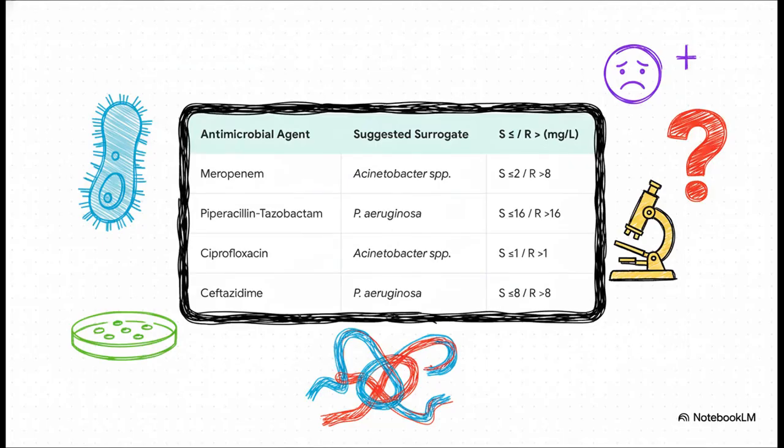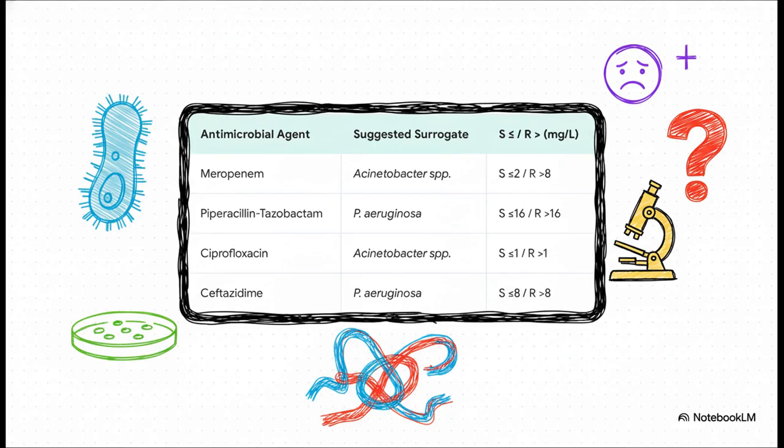Okay, listen up, because this slide is probably the most practical, hands-on takeaway from this entire explainer. This is how you deal with the no-breakpoints problem. EUCAST actually has a formal framework for exactly these situations. It's all about using breakpoints from what they call surrogate organisms.